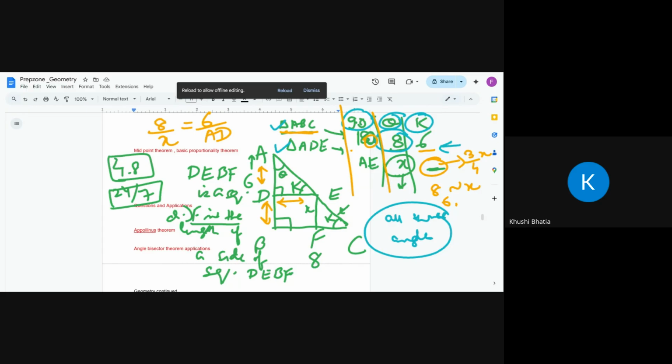We got AD as 3 by 4X, and हमारे पास पूरा length is 6. So we got DB as 6 minus 3 by 4X, which is 21 by 4X. DB, if we are talking about DB, we basically need to calculate DB only. So how much are you getting? 7 by 4x is equal to 6. So x is equal to 24 by 7.